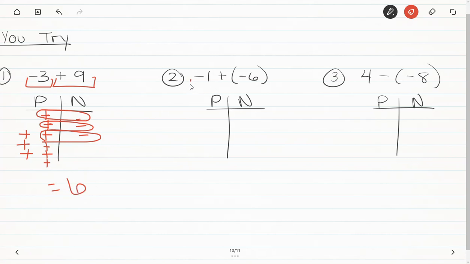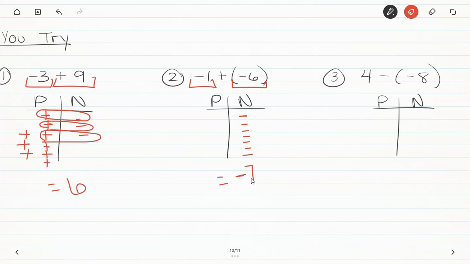For number 2, I have a -1, so I'm going to document that negative, and a -6, so it's going to be 1, 2, 3, 4, 5, 6 more negatives. And I don't have any positives here, so there's no canceling. So I'm left with 1, 2, 3, 4, 5, 6, 7. And there are 7 negatives. So the answer for that one is -7.